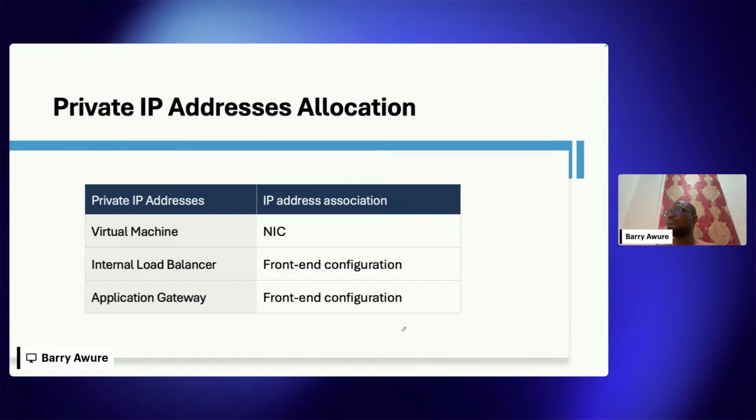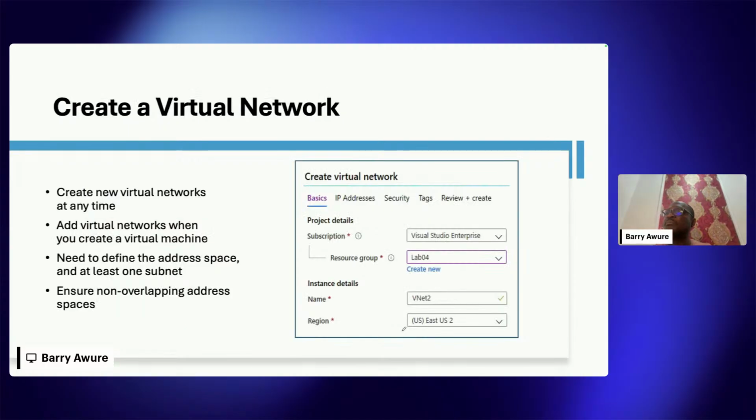So, private IP allocations. For every private IP, your virtual machines will need the NIC cards, while your load balancers will also need private IPs. Your application gateways also make use of private IPs. So this is how to create your virtual network.